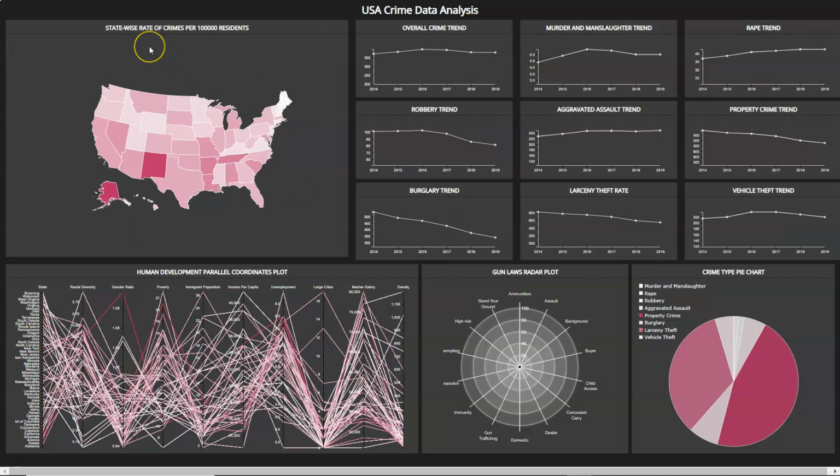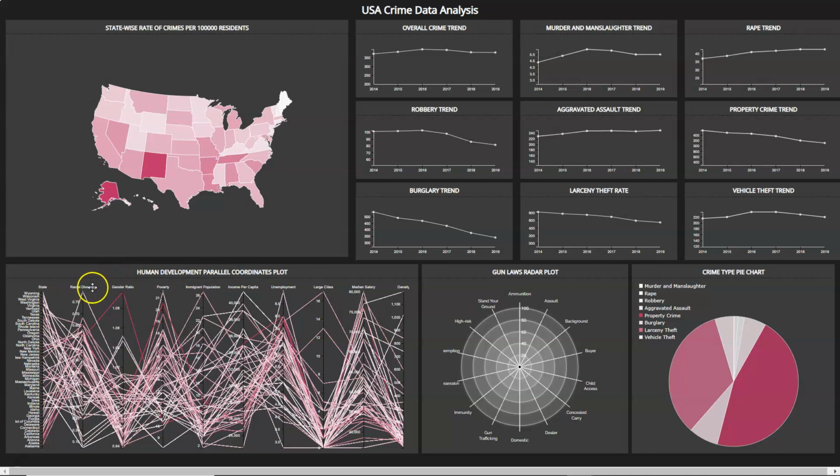Starting with the choropleth on the top left, as you can see here, the light colors denote a lower rate of crime, while the higher, darker colors denote a higher rate of crime. Alaska and New Mexico are at the top of the list, while on the other hand, Maine and New Hampshire are at the bottom.